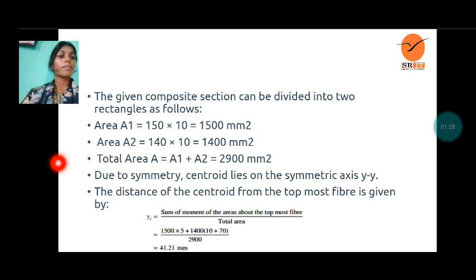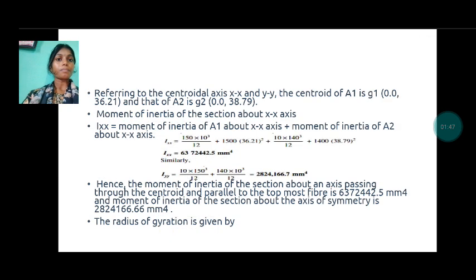The distance of the centroid from the topmost fiber is given by y bar is equal to the sum of moments of the areas about the topmost fiber divided by the total area, which is equal to (1500 into 5 plus 1400 into 70) by 2900 is equal to 41.21 millimeters. Referring to the centroidal axes x-x and y-y, the centroid of A1 is G1 at 36.21 and that of A2 is G2 at minus 38.79.